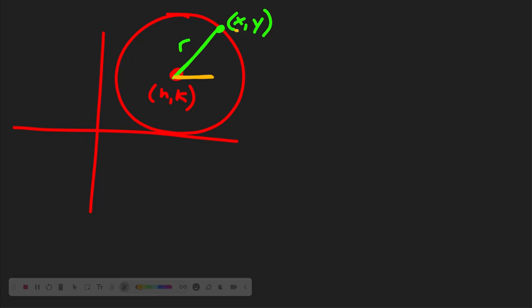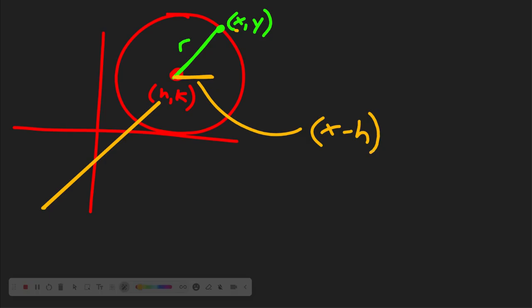X. We went to the right X to get to the green point. How far to the right do we go to get to the red point? H. We went H. So therefore, this segment here is X minus H in length. Can you try to process that?